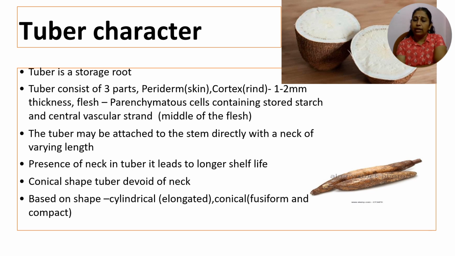The stem will be attached to the tubers with a neck of varying lengths. The presence of a neck in the tuber will lead to longer shelf life. Two basic shapes of cassava can be seen. It can be either elongated, that is cylindrical type, or fusiform and compact shape, that is conical. The conical shaped tubers are devoid of a neck region.